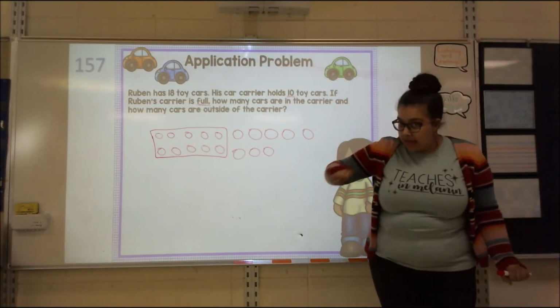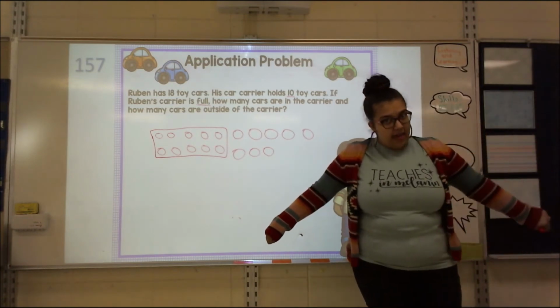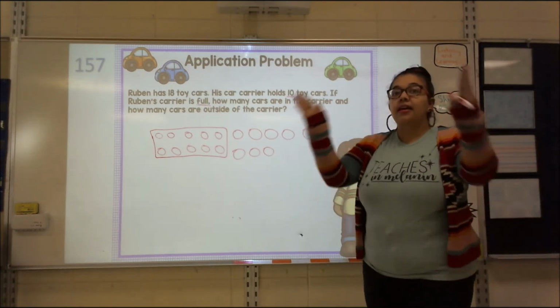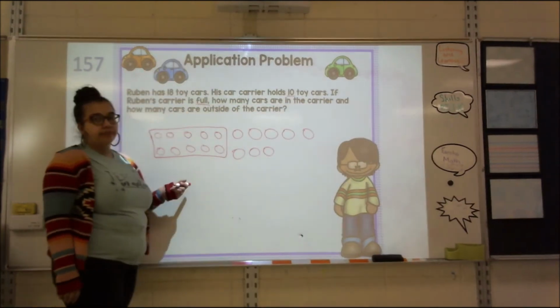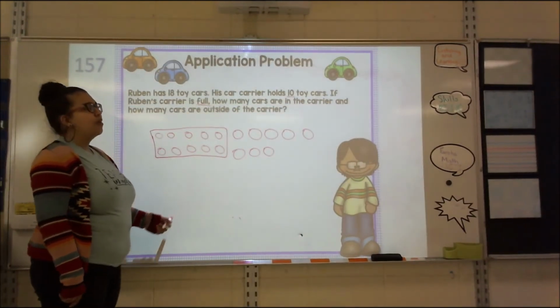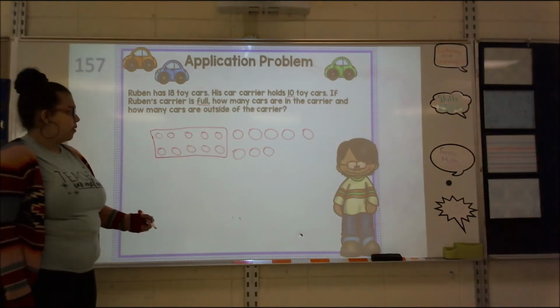8 cars. So 10 are in the carrier and 8 are out of the carrier, making 18. But have we finished answering the question? No, we don't have a word answer. This is a word problem.